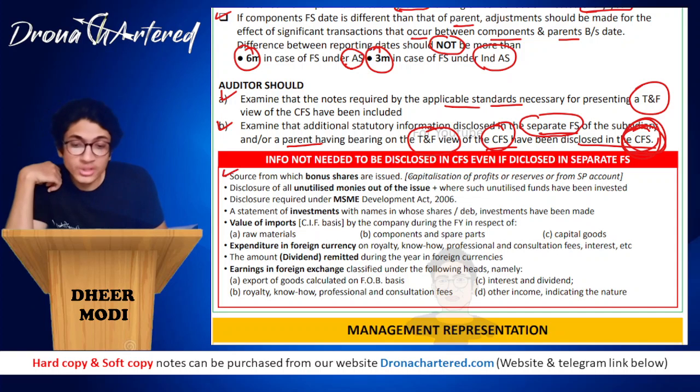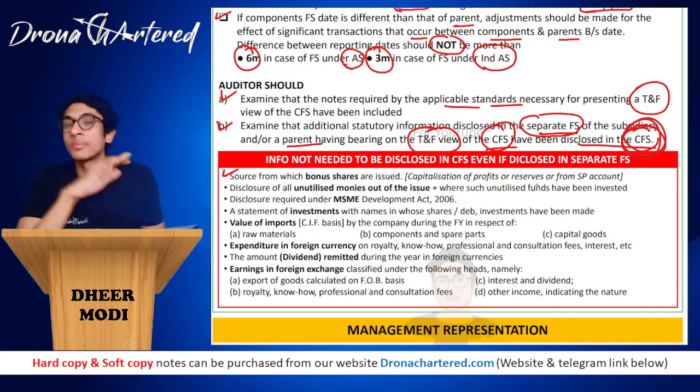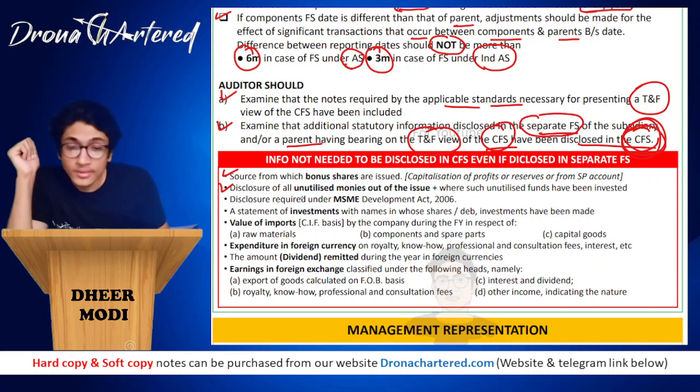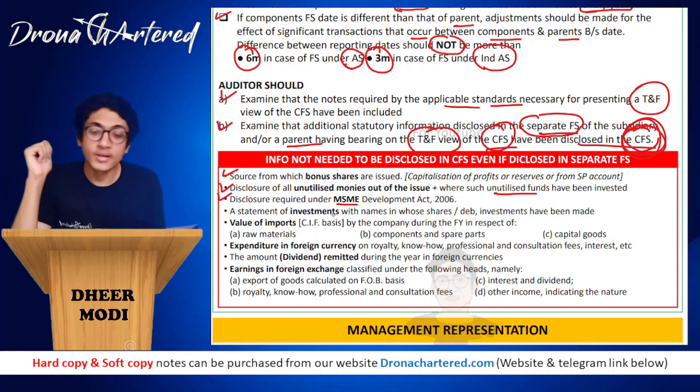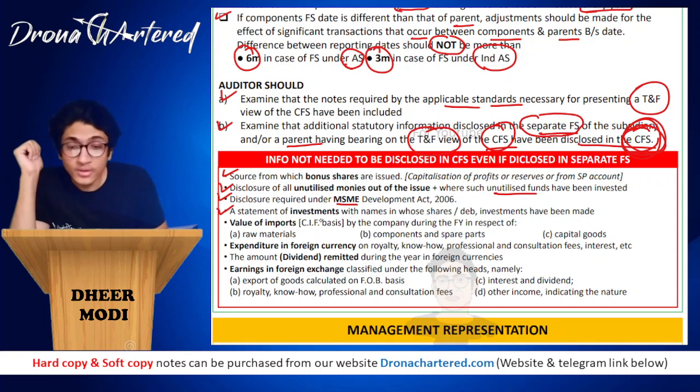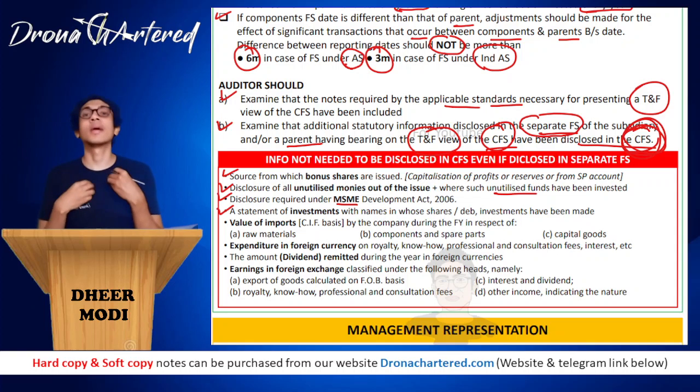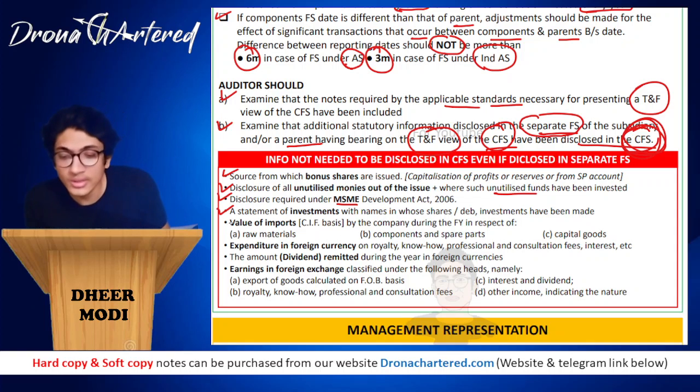So the source from which bonus shares are issued, that is capitalization of profits or reserves or from the security premium account, is not required. Disclosure of all unutilized money out of the issue, plus where such unutilized funds have been invested. All of this information, remember, need not be disclosed in CFS. Disclosure required under the MSME Development Act 2006, that is your micro, small and medium enterprises. A statement of investments with names in whose shares or debentures investments have been made, that is where the standalone financial statements have invested their money. This need not be shown in your CFS.